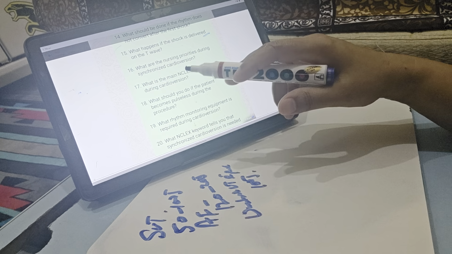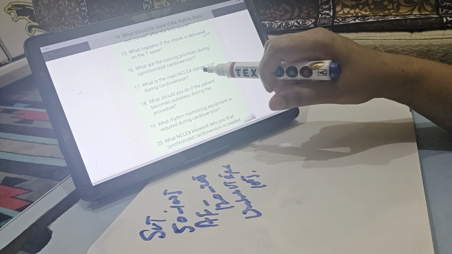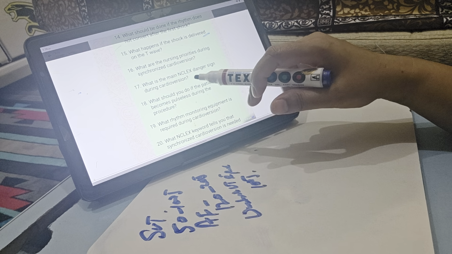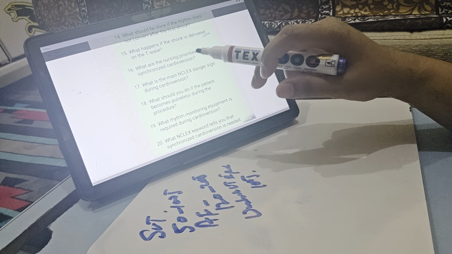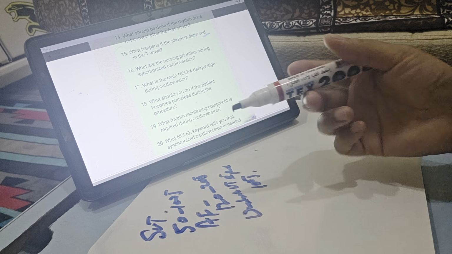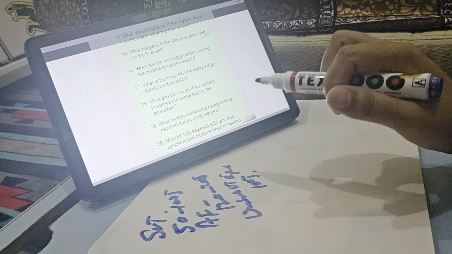Flashcard number 17. What is the main NCLEX danger sign during cardioversion? The shock delivered on the T wave. So the risk of ventricular fibrillation is the most dangerous sign.